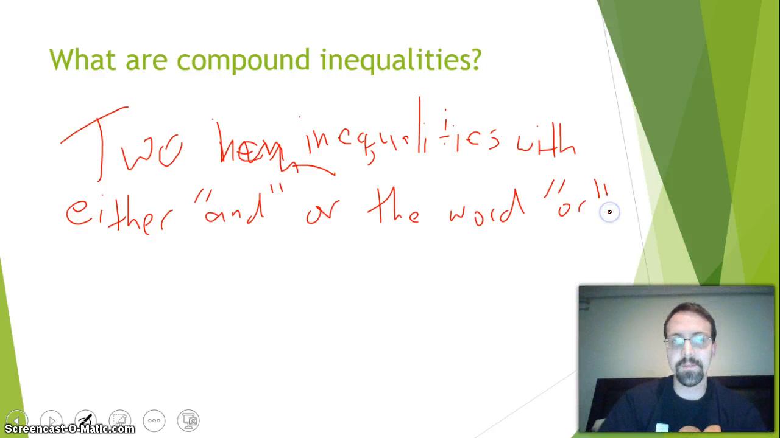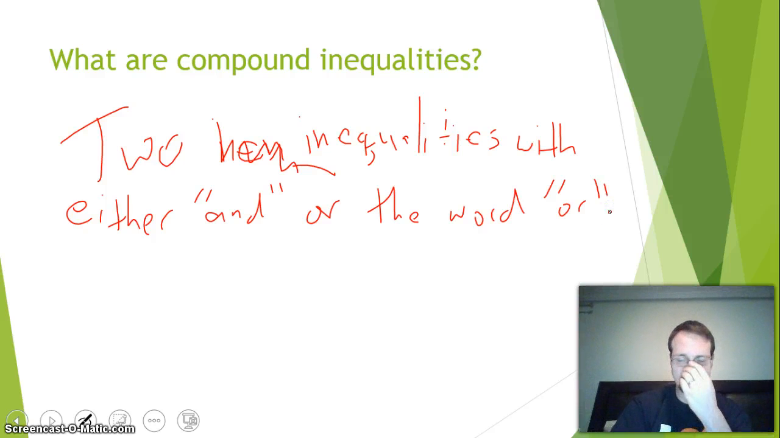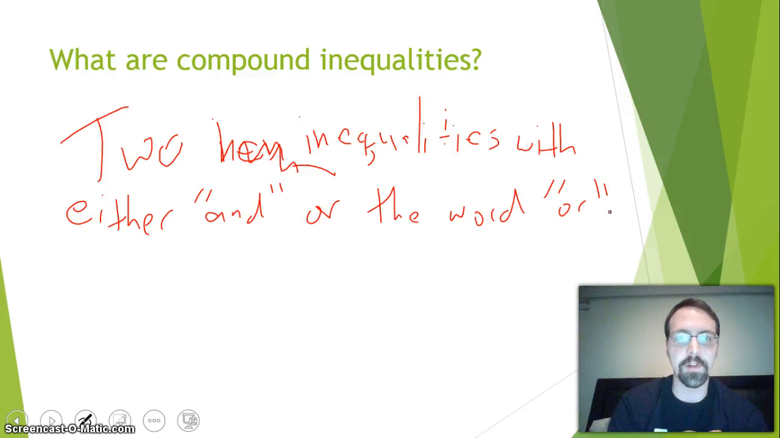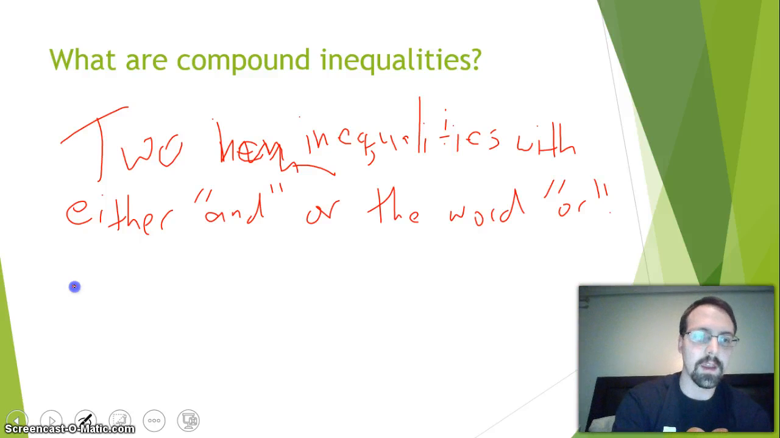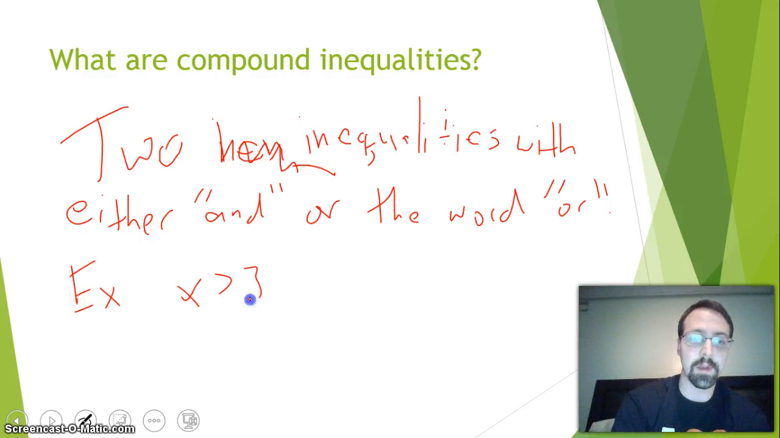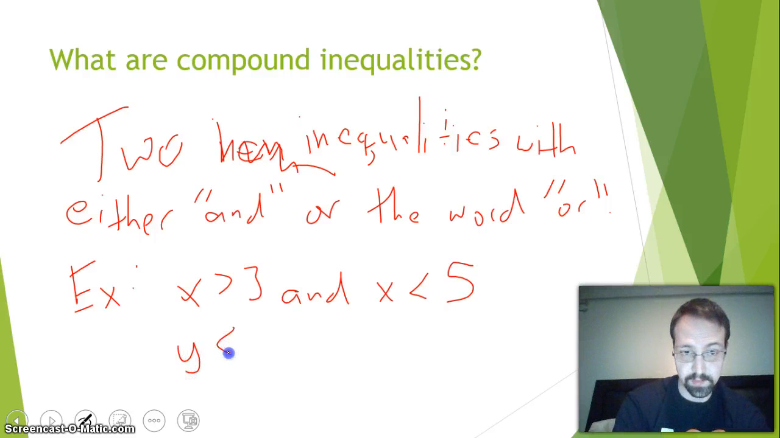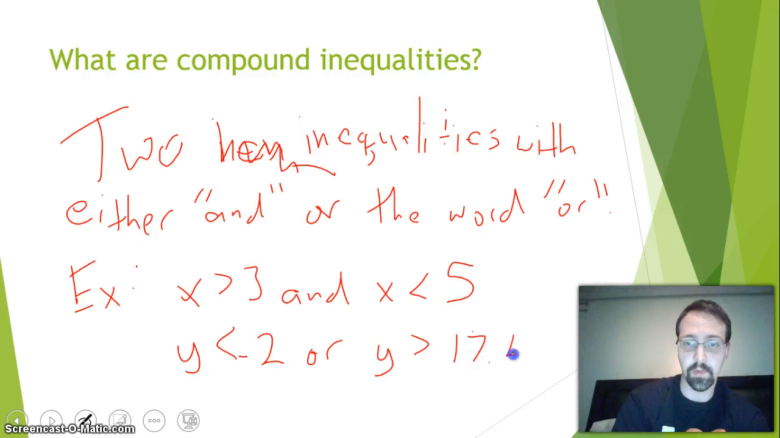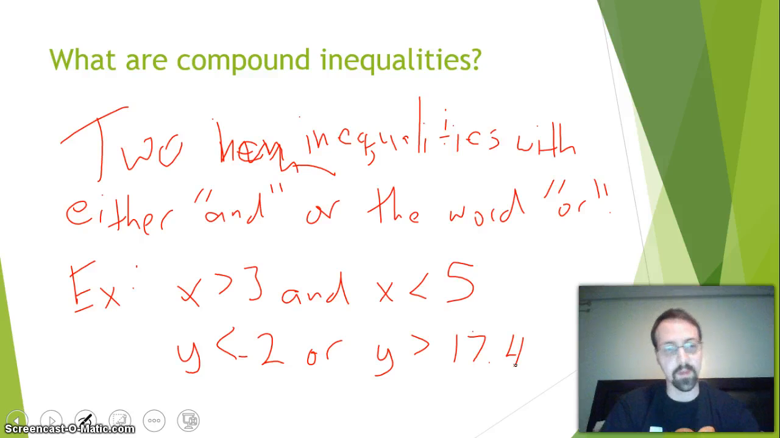So pretty cool stuff. We're going to do a few examples of these. Two inequalities with either the word and or or. So an example would be like x is greater than 3 and x is less than 5. Or another example would be y is less than negative 2, or y is greater than 17.4. Those are two examples.